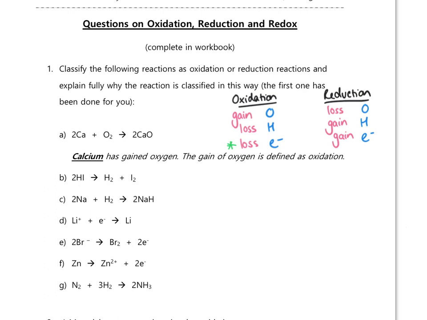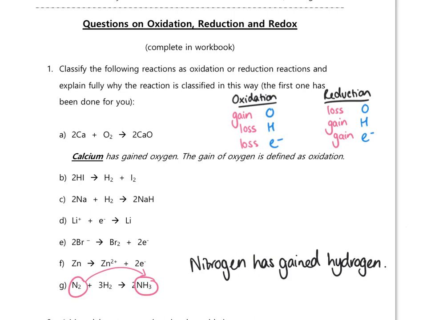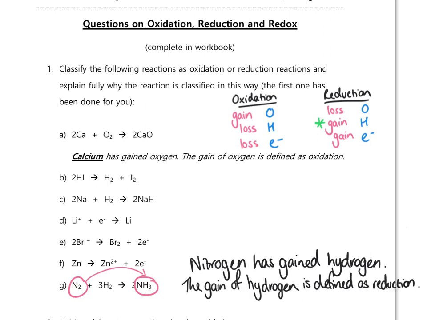And then finally in part G, we can see that we start with nitrogen and that we form NH3. NH3 is ammonia, if you remember from year 11. So what has nitrogen gained? We can see that it has gained hydrogen. And then we need to decide whether that's oxidation or reduction. So the gain of hydrogen, that is reduction. So your second sentence would be, the gain of hydrogen is defined as reduction. So hopefully you find those okay, but again, just remember the main summary of what oxidation and reduction are in terms of oxygen, hydrogen and electrons.